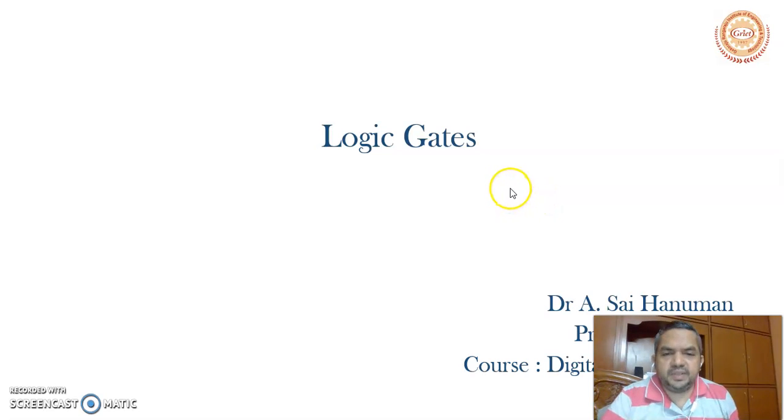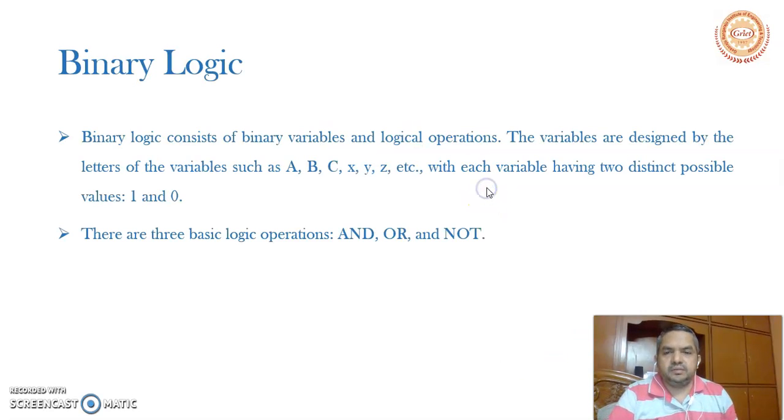Today's topic is about logic gates. Sometimes we use the word digital logic gates also. Here, binary logic consists of binary variables and logic operations. The variables are designated by letters such as capital A, B, C or small x, y, z, with each variable having two distinct values, 1 and 0.